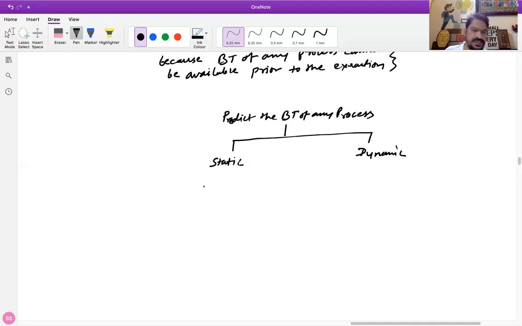So what is in the static? In the static, we have two ways. The first is we can have the method of process size. Based on the process size, we can predict. And the second is the process type.